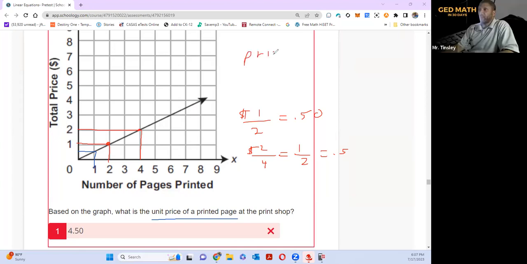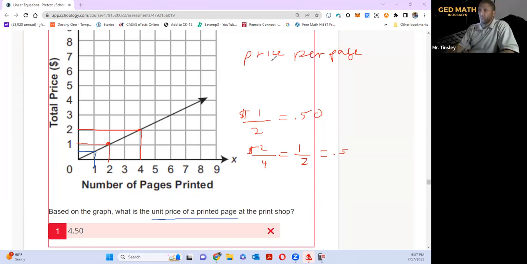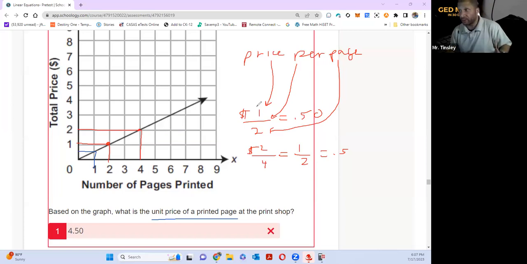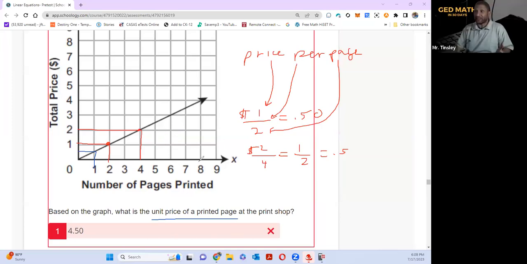But this is what you've got to remember. They want to know price per page, correct? Right. So that tells you price is going to be on the top. Per is division. So the price is right there, and this per division, page, is on the bottom. That's what tells you. See, some people put 2 over 1 or 4 over 2 and they get $2 a page. Well, if you just read any point, you know $2 a page ain't it, because 8 pages would be $16.